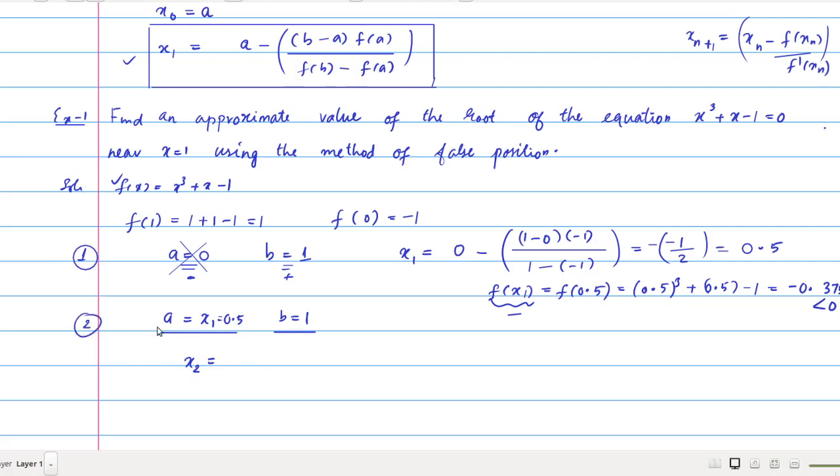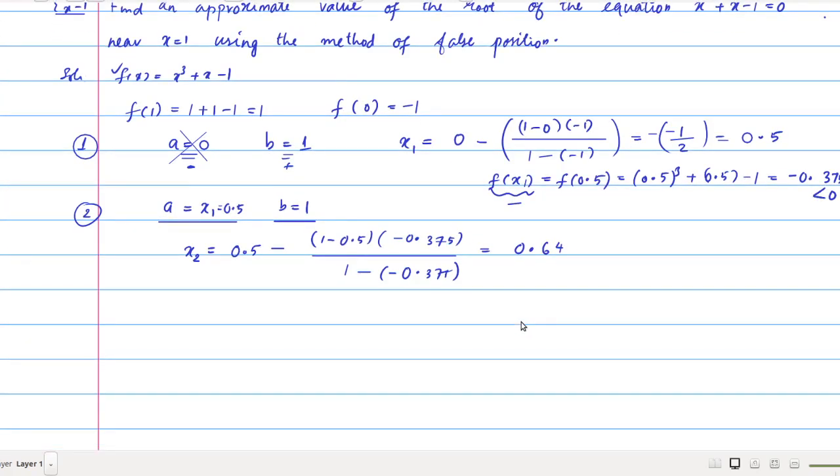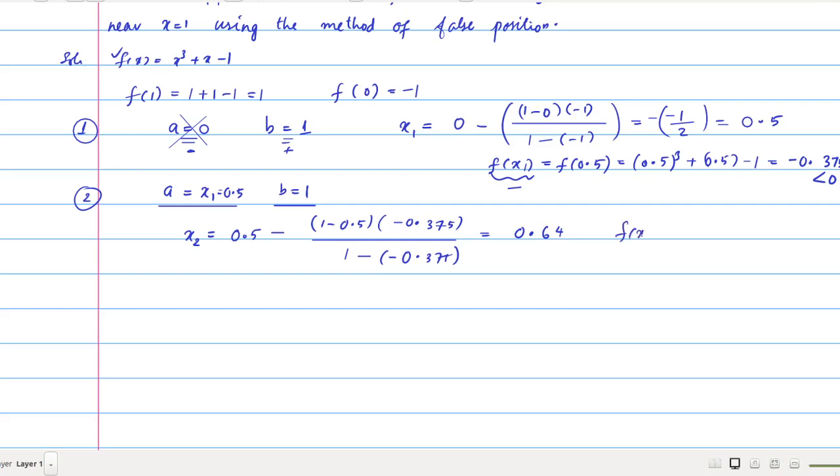In the second iteration a is this 0.5. So we have 0.5 minus 1 minus 0.5, that is b minus a in this stage, and the value of f of a, that is f of x1, obtained here, minus 0.375 divided by 1 minus of minus 0.375. Just evaluate this, then you will get 0.64. So this is the value of x2.